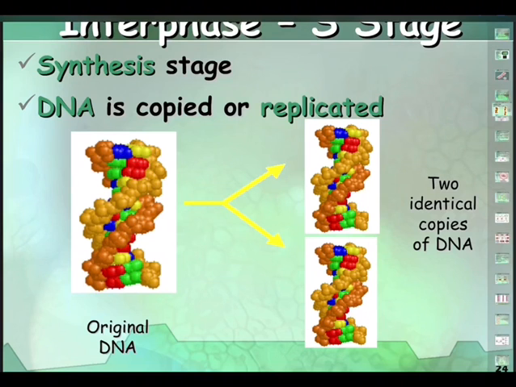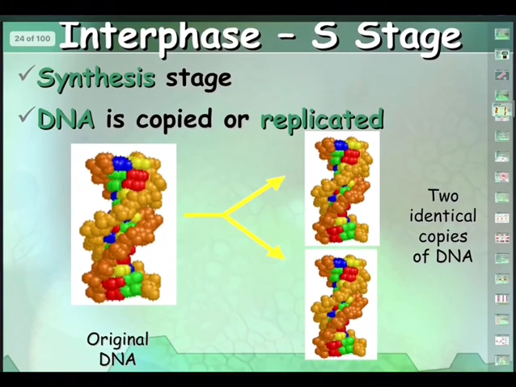If the initial amount of DNA is denoted as 2C, then it increases to 4C, getting doubled up. 2C has become 4C. However, there is no increase in the chromosome number. Remember, the chromosome number remains constant. It cannot change, because if the chromosome number changes, then the cell will lose its identity.